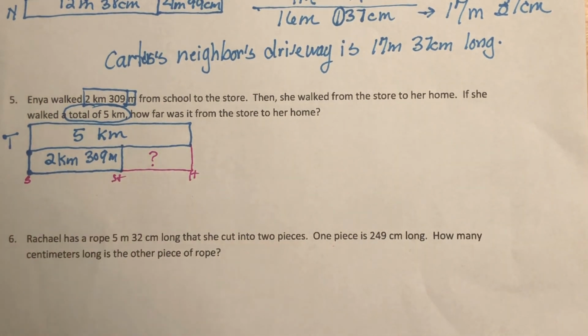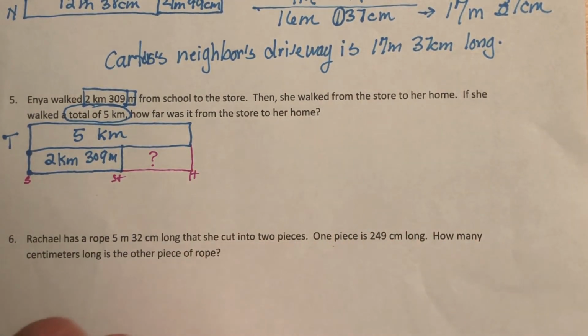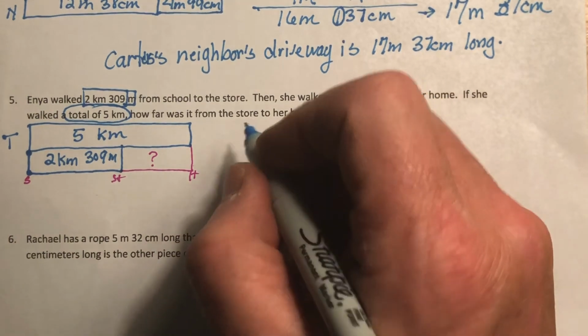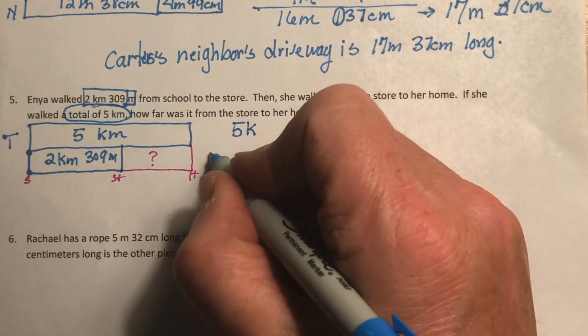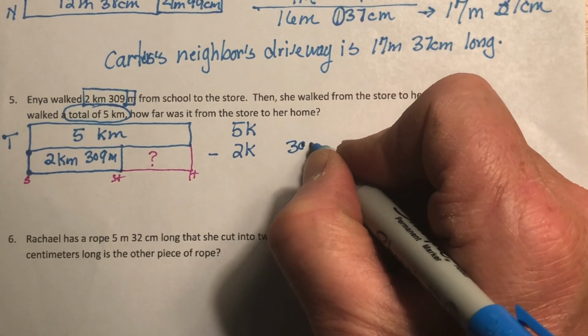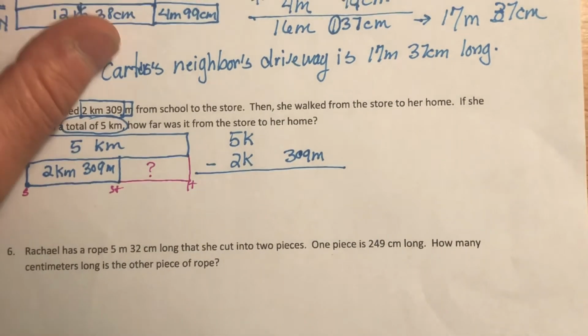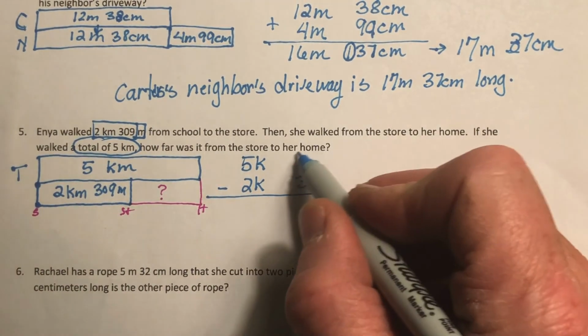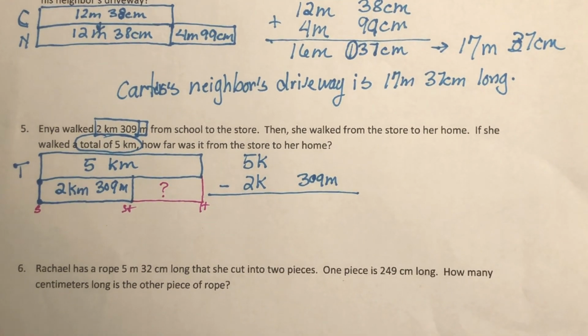All right, now this one's gonna be interesting. So what I need to do here is set up a subtraction problem, I think. So what I see here is I have 5 kilometers minus 2 kilometers, 309 meters, okay? So there's my problem right there. Now, what do you notice about this area above there? I notice there's no numbers there. So I need to make some numbers there.